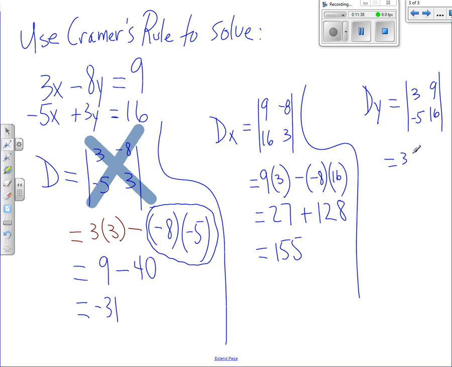Okay, compute that determinant. 3 times 16 minus 9 times negative 5. Squeezed it in. Never enough board space. Okay, equals 48. What is that going to be? Plus 45? And what is that? 93. Okay, positivo. All right, with me so far?